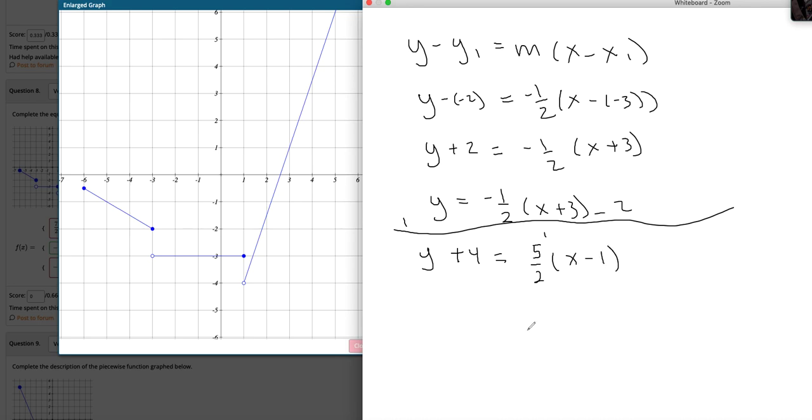And then to just finish getting this into y by itself, we'll go y equals 5/2 x minus 1, and then -4. And that -1 means it went right 1, and then that -4 means it went down 4. There we are. So that is how you get those two equations. Hopefully that was helpful.